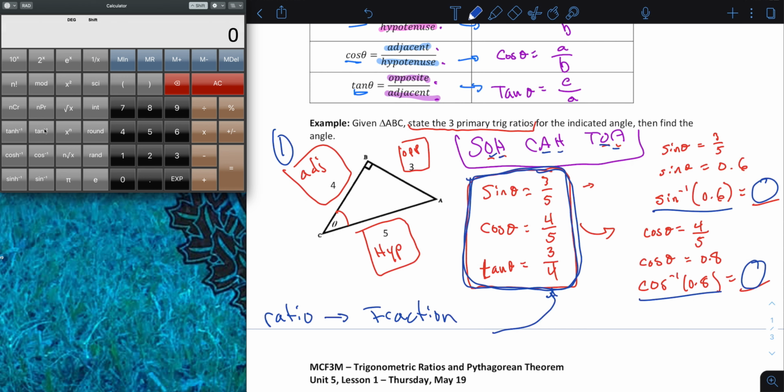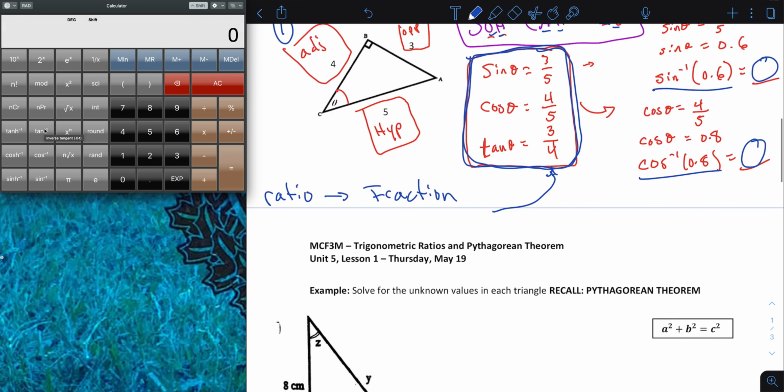And what that means, if you remember from our exponential unit, is it just means this: 1 over cosine, 1 over sine, because the exponent on it is to the -1, so it goes to the denominator. That's just a little bit of understanding, okay? Not that you're not gonna use that. All you need to know is how to type it in your calculator to get the angle, okay?